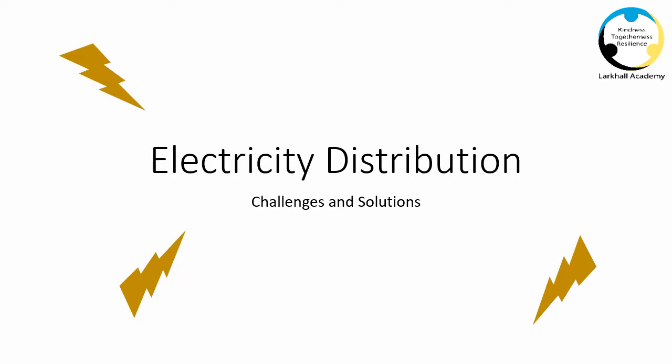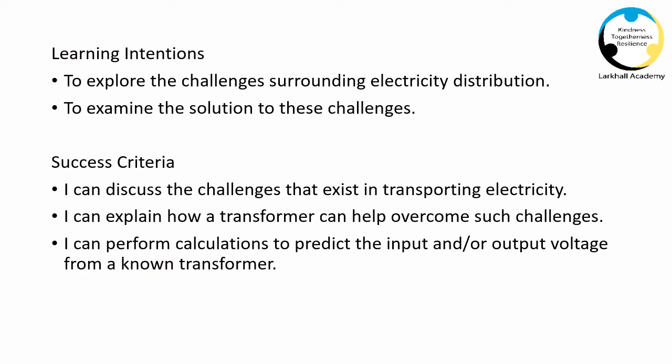So let's have a look at our learning intention. Learning intentions today: to explore the challenges surrounding electricity distribution and to examine the solutions to these problems. And there's one solution in particular we're going to be concentrating on. Our success criteria: I can discuss the challenges that exist in transporting electricity. I can explain how a transformer can help overcome such challenges. I can perform calculations that predict the input or output voltage from a known transformer.